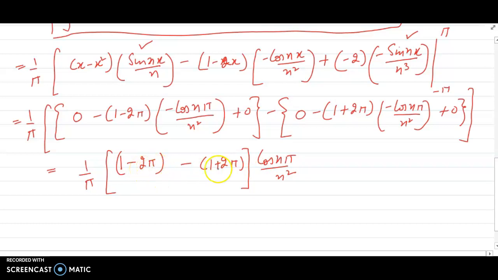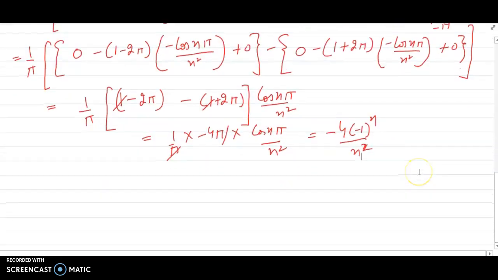So on solving, this term and this term will get cancelled. I'm left with 1 by pi into minus 4 pi into cos of n pi by n square. Pi and pi will cancel out, so your final answer is 4 cos of n pi, which is minus 1 raised to power n, by n square.